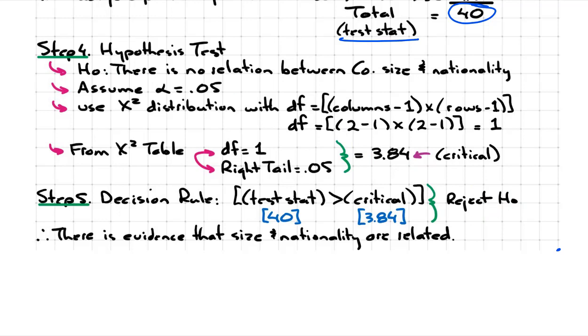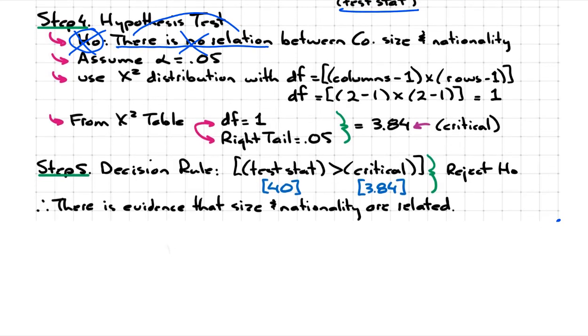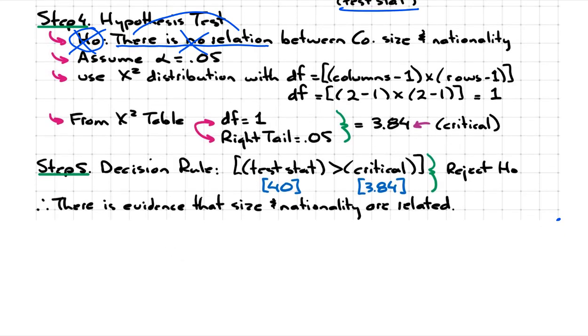what would the implication be? Well, let's see here. What did the null say? The null said that there is no relationship. So when you reject the null, what are you effectively saying? That there is a relationship. So that would be the conclusion. Based on this example that we just did, there is conclusive evidence that size and nationality are indeed related.